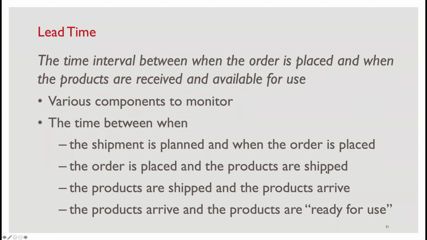We want to keep track of the times between when the shipment is planned and when the order is placed, when the order is placed and when the products are shipped, when the products are shipped and when the products arrive at the port of entry, and then how long it takes for them to be ready for use, which in this case means that products have been received at the first storage point in the country, they've been processed, they've been inspected, passed any quality assurance that they might need and put into storage, and then they are ready to be issued out of the warehouse.